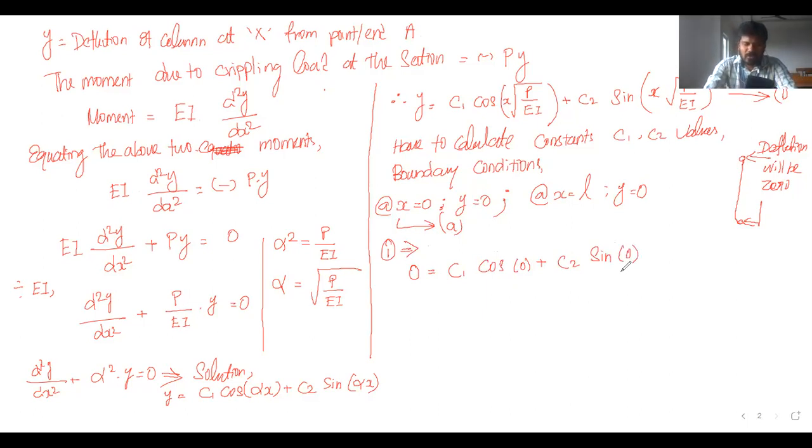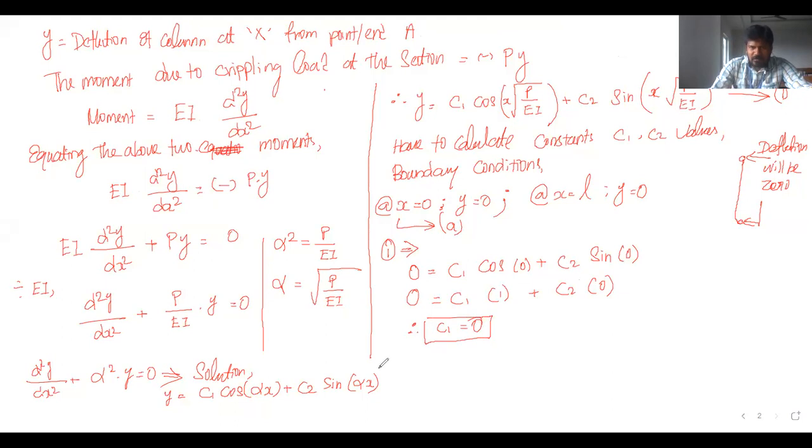So cos 0, we all know, is equal to 1 and sin 0 is equal to 0. So if I substitute, C1 into cos 0 is equal to 1, plus C2 into sin 0 is equal to 0. Therefore, the C1 value becomes 0 now.